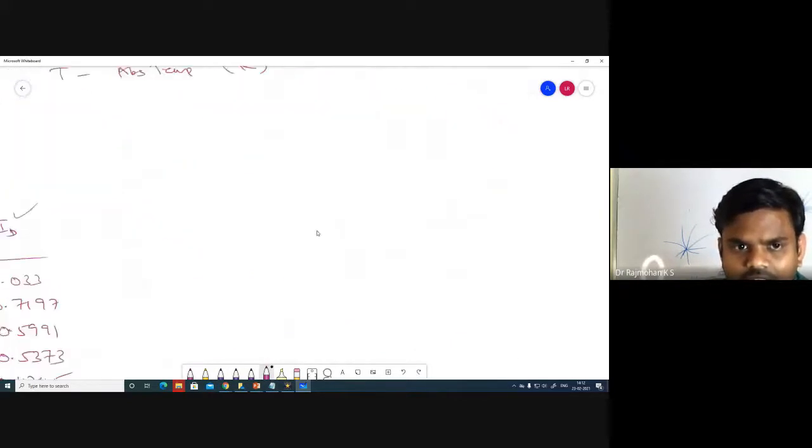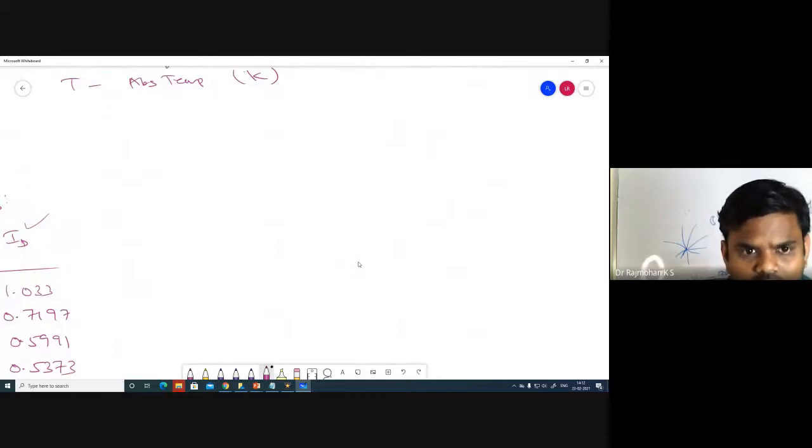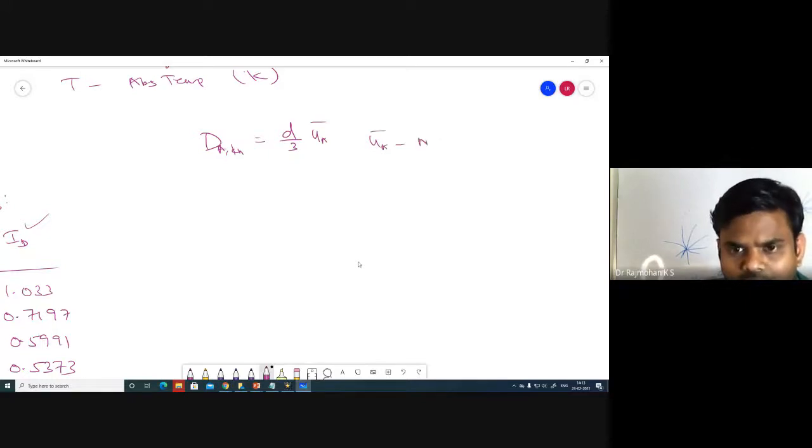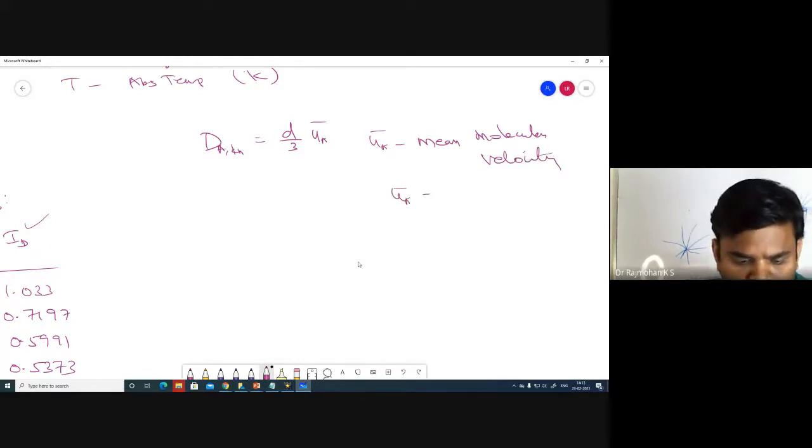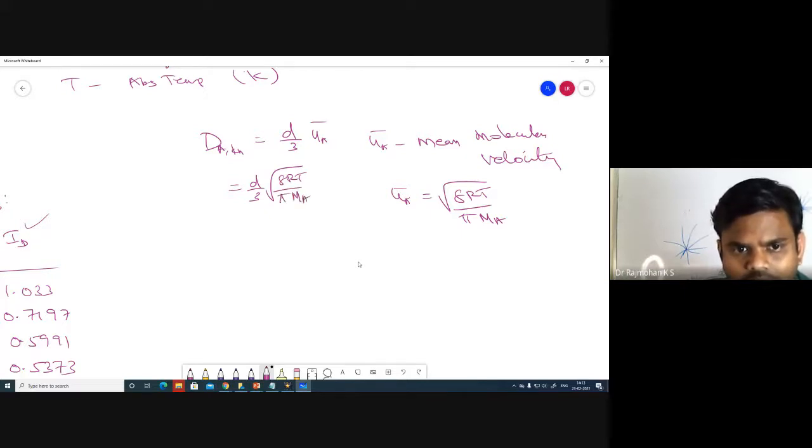Just recall, I told you earlier also, we are going to solve a numerical now, for which we will make use of all this. How to get the Knudsen diffusivity DAK, which is given by d by 3 into UA, where UA is the mean molecular velocity, which is given by square root of 8RT by pi into MA. So DAK is equal to d by 3 into square root of 8RT by pi MA. This diffusivity is in meter square per second.